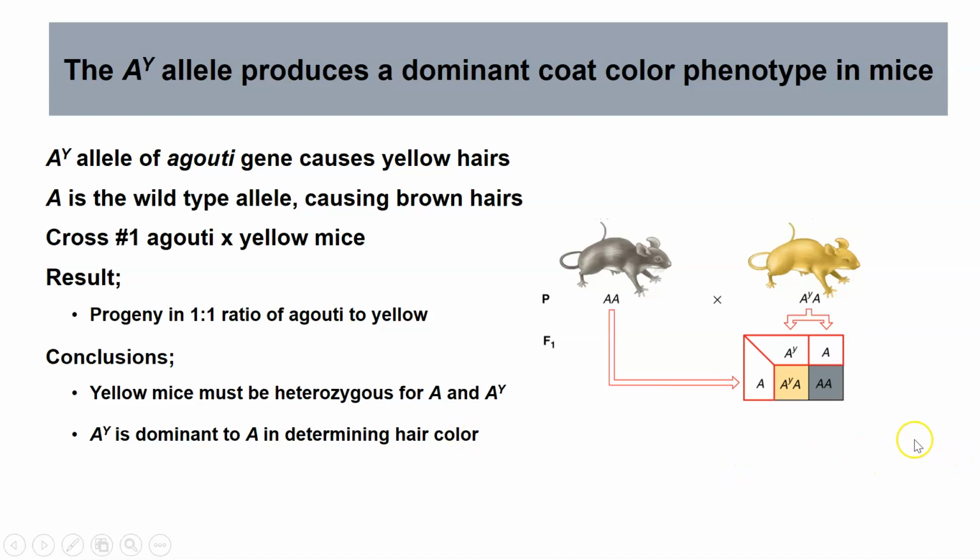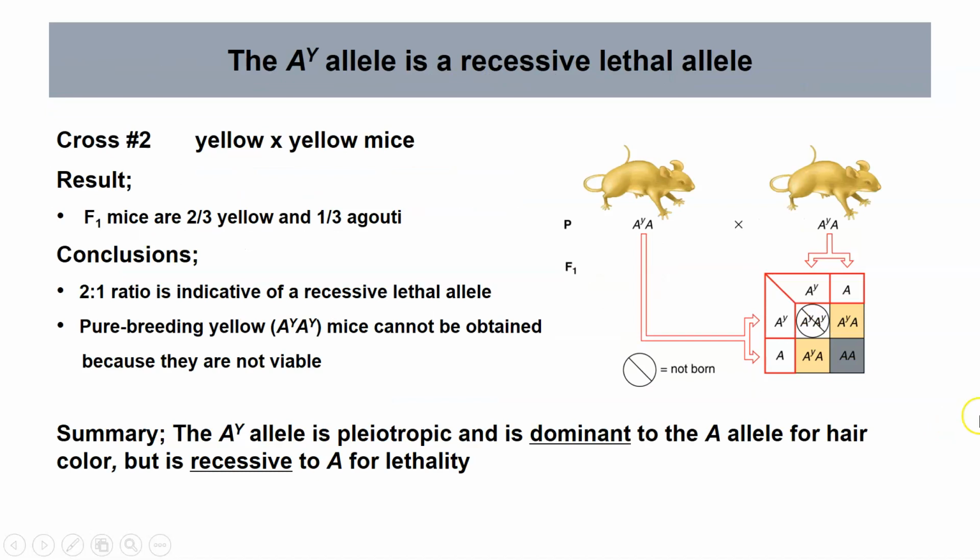Two important conclusions. With respect to fur color, the yellow allele is dominant to the agouti allele, and the yellow mouse was heterozygous. Okay, next cross. After doing the previous cross a few times, he was able to come up with both male and female yellow mice, and he crossed them together.